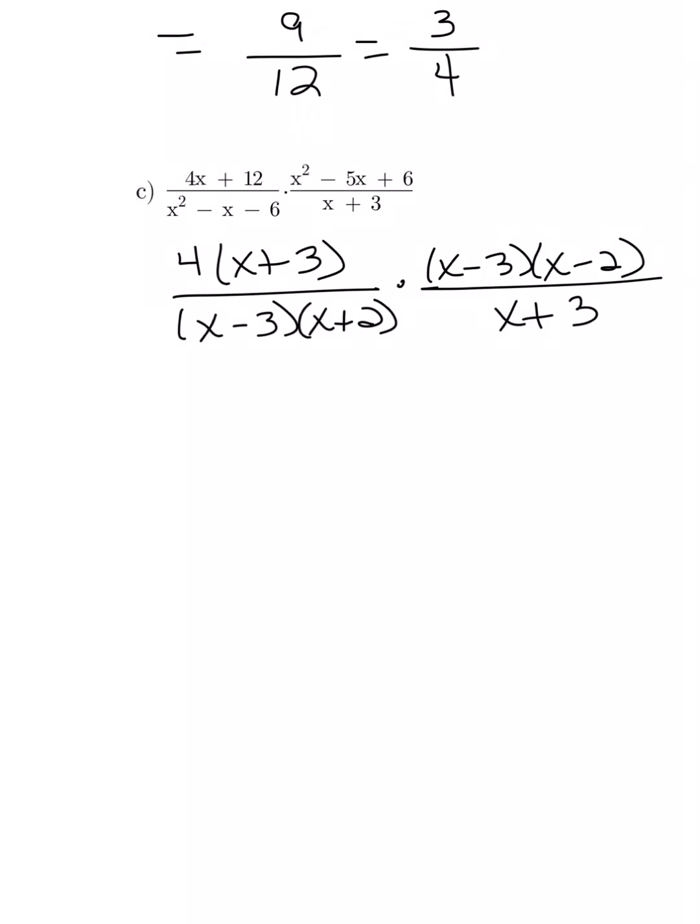Now we look for items that are in both the numerator and the denominator that we can simplify as a 1. We have an x minus 3 in both the numerator and the denominator. We have an x plus 3 in both the numerator and the denominator. If we take those 1's out, we will now be left with 4 times the quantity x minus 2 over the quantity of x plus 2.